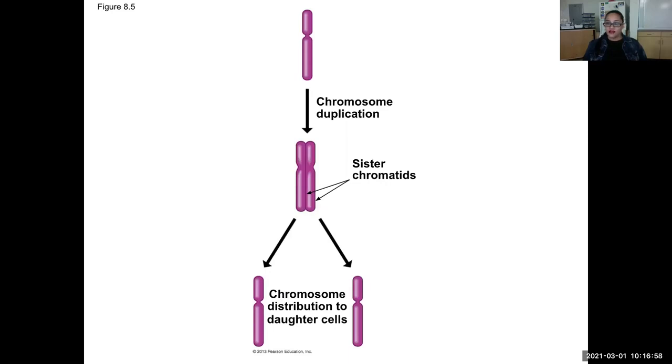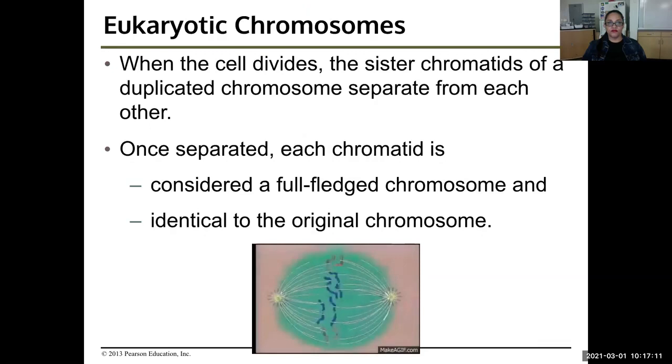So this is just a general example. That's 1 chromosome, it duplicates. Now you have that X-shaped structure with the sister chromatids. Eventually, those are going to split off and distribute to the daughter cells. So when the cell divides, the sister chromatids of a duplicated chromosome separate from each other. Once they are separated, each chromatid is considered a full-fledged chromosome and identical to the original. So just because it splits in half doesn't mean the information splits in half. The information is still the full 46 that gets passed on to a daughter cell.